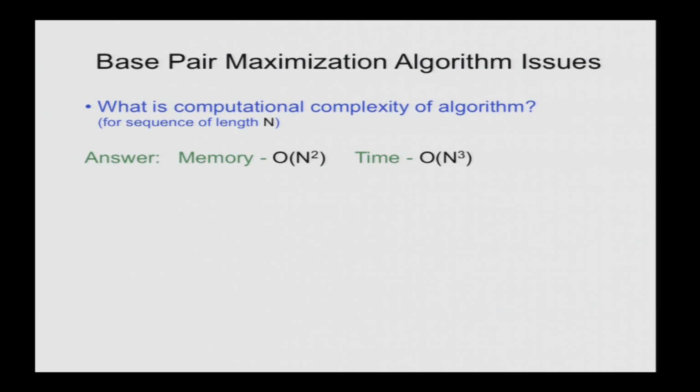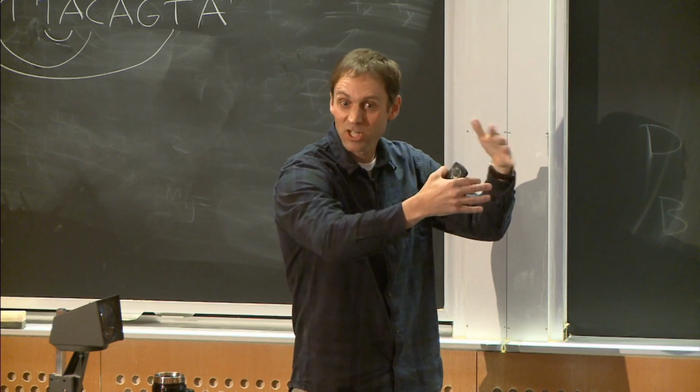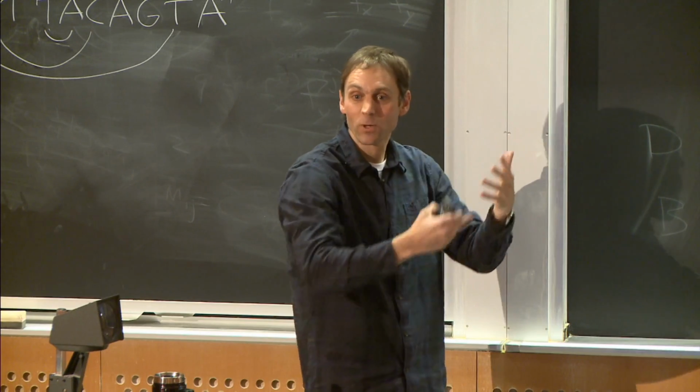You can think about this, but I'll just tell you it's memory n squared, because you have to fill in this matrix. It's the square of the length of the sequence. Time n cubed. This is bad now. And why is it n cubed? It's n cubed because you have to fill in a matrix that's n by n, and then when you do that maximization step, that check for bifurcations, that's sort of order n as well.